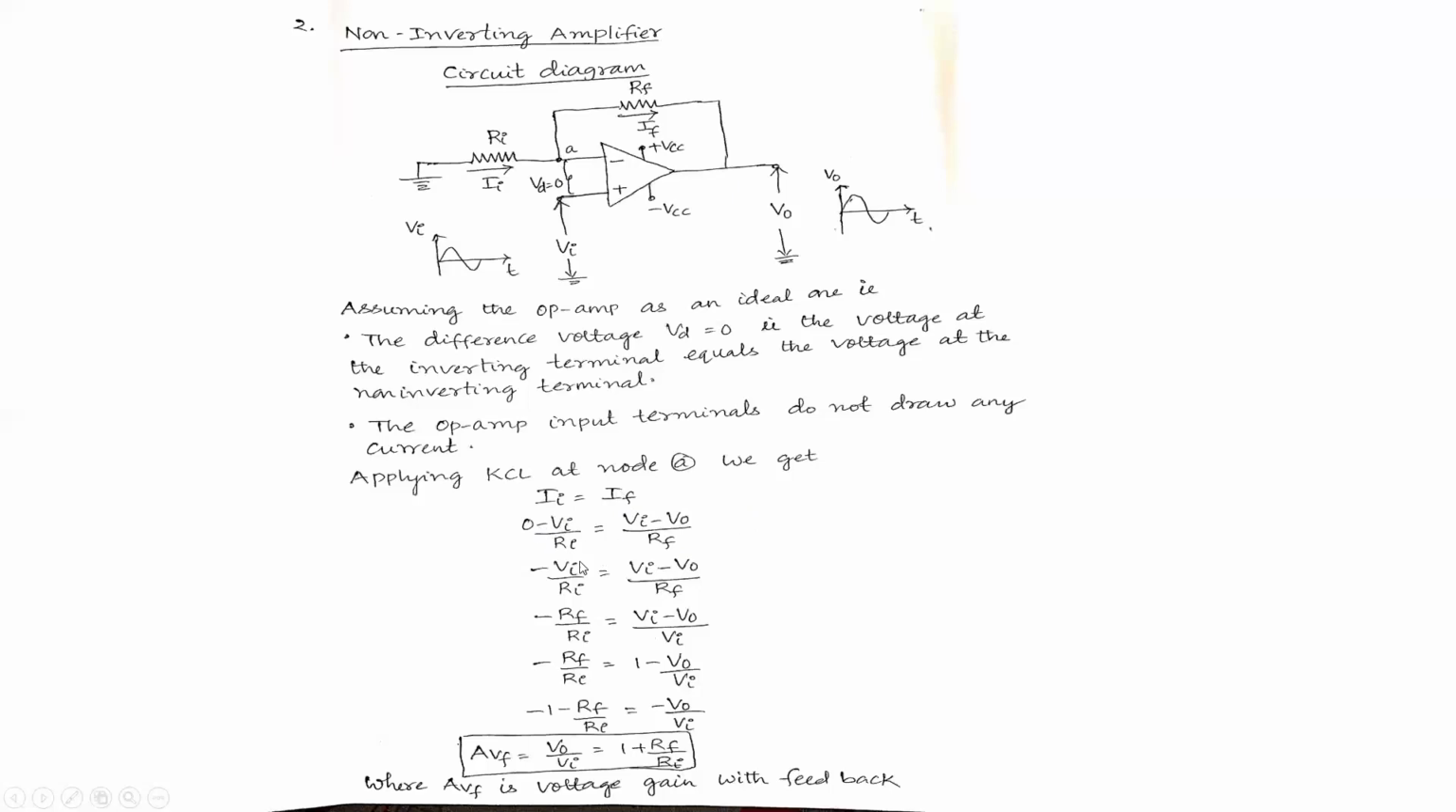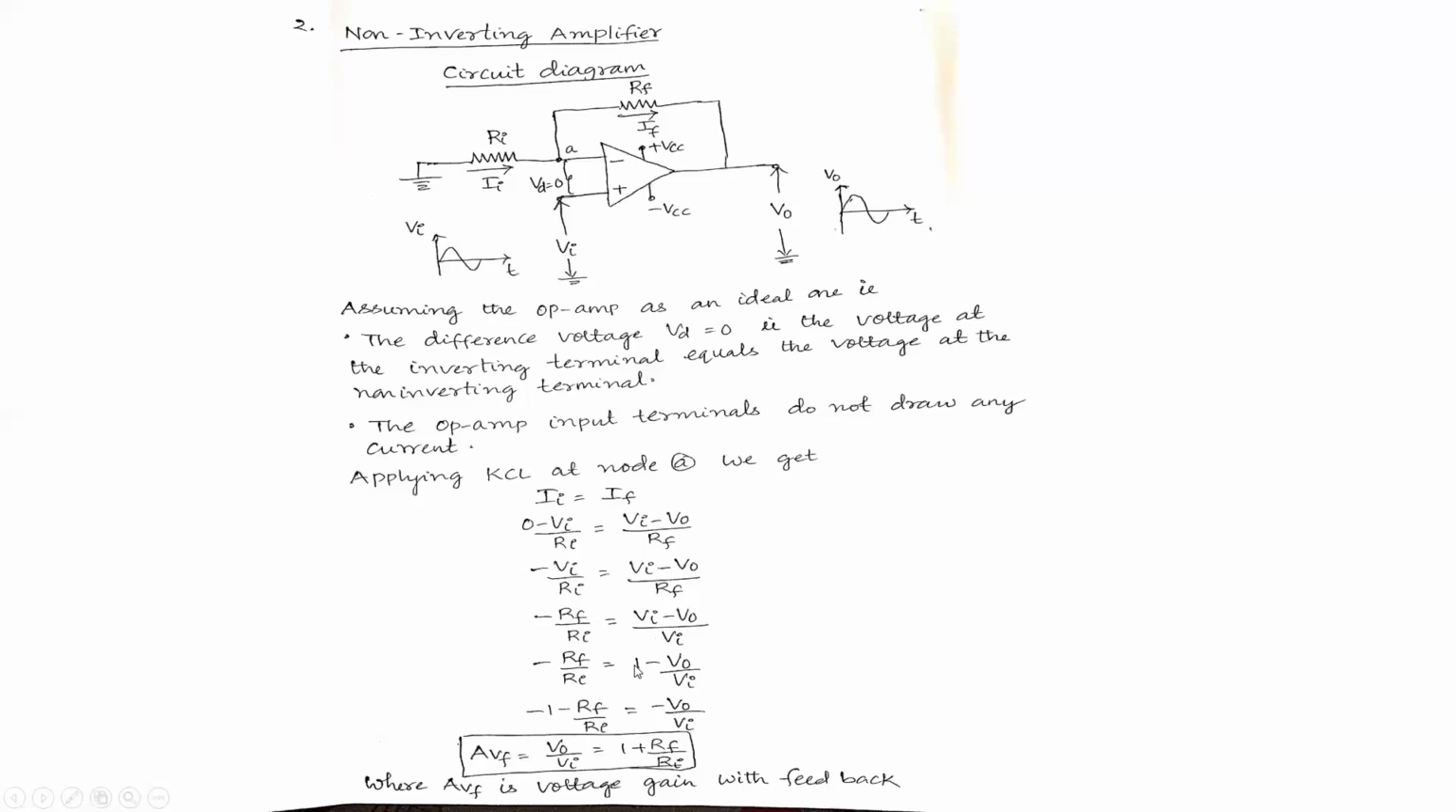So this expression can be written as 0 minus Vi is minus Vi by Ri equals Vi minus V0 by Rf. So this Rf is taken to the left hand side and this Vi is taken to the right hand side. Therefore, this expression can be written as minus Rf by Ri equals Vi minus V0 divided by Vi. So this equation can be written as minus Rf by Ri equals, this can be split and written as Vi by Vi minus V0 by Vi. So Vi by Vi is 1. That is written here, minus V0 by Vi.